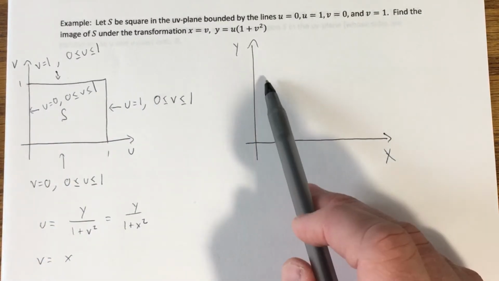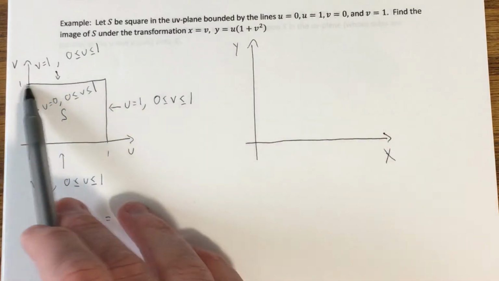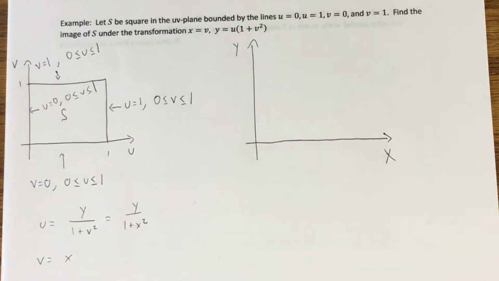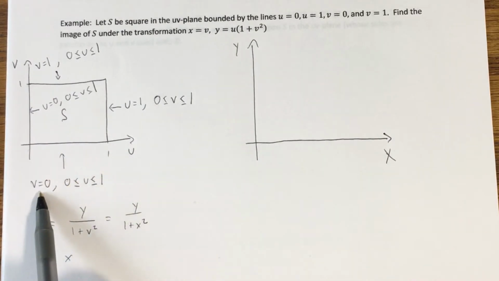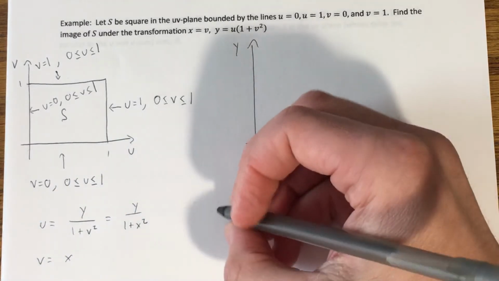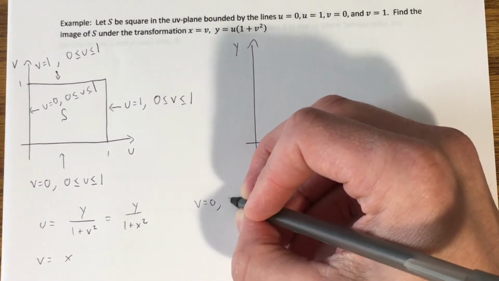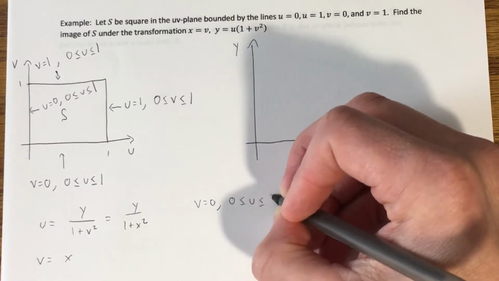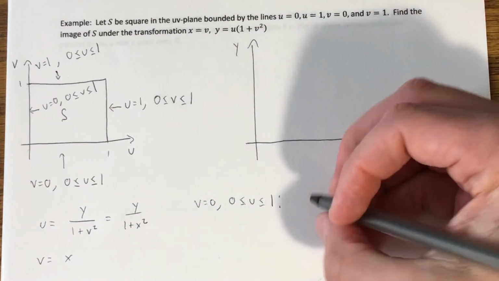Okay? And so now what I'm going to do is basically just make some substitutions to get each edge of the boundary in the xy plane that are the images of the boundary edges of this square S. So let's start with this one on the bottom here. Down at the bottom, v is equal to 0 and u is between 0 and 1. So I'll write this like this: v equals 0, u is between 0 and 1. Okay, so in this first case, if I plug 0 in for v, that would imply that x is equal to 0.